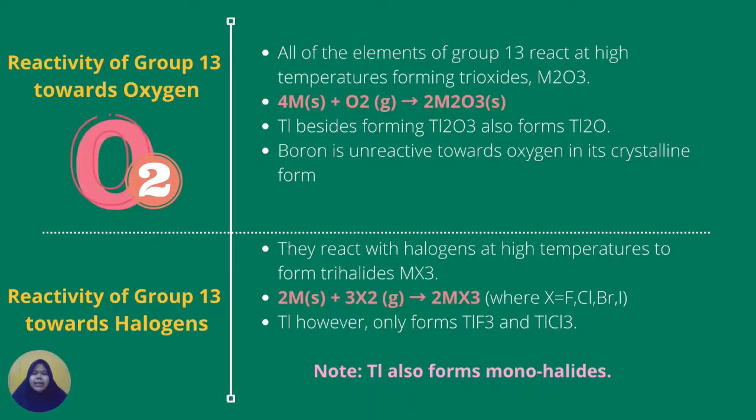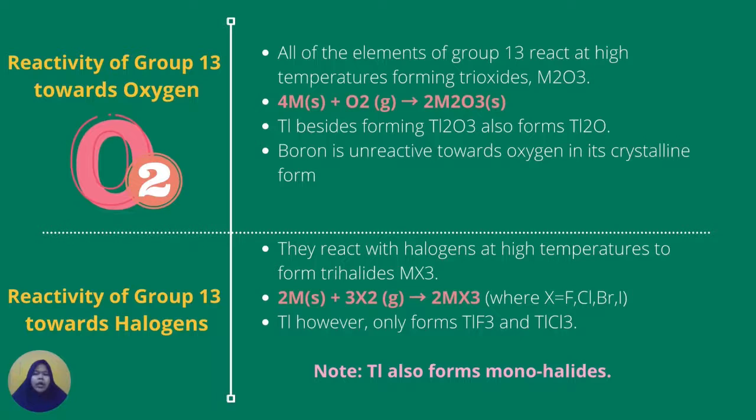So now let's see the reactivity of Group 13 towards oxygen. All the elements of Group 13 will react at a high temperature, forming a trioxide. So here is the equation. However, for thallium, besides forming thallium trioxide, it also forms thallium dioxide. Boron is unreactive towards oxygen in its crystalline form. However, finely divided amorphous boron will react with oxygen on heating to form boron trioxide.